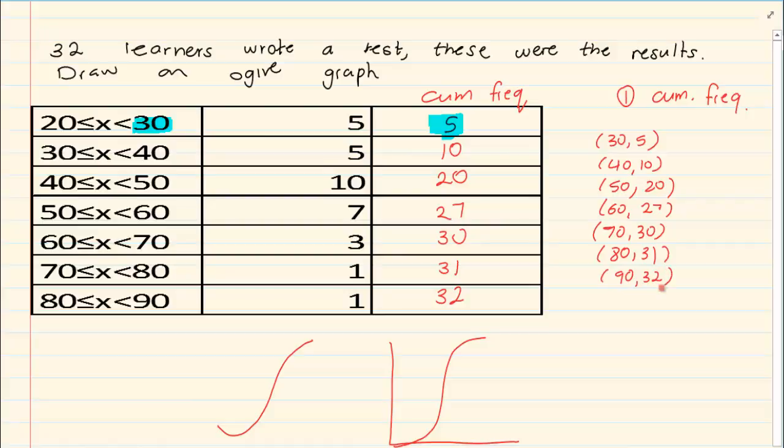Now, for an archive graph, it has to be grounded, which means that you will always take the first number, which is 20, and you're going to link it to a 0. So your first coordinate is always going to be the very first value in your inequality, and it's going to be linked to 0. Now we plot this information.